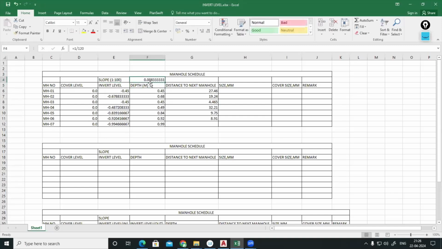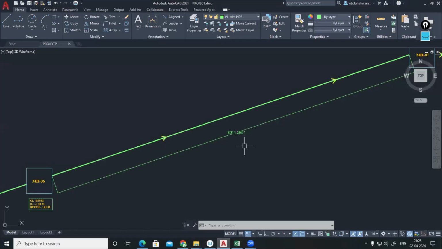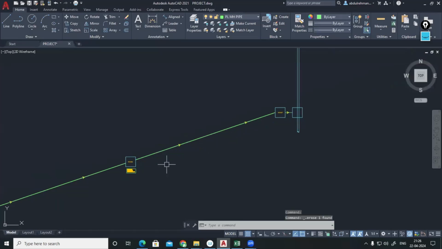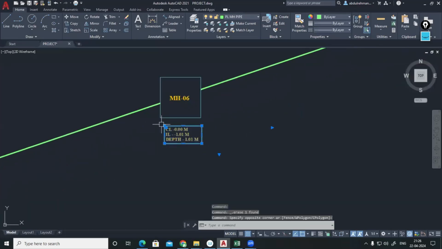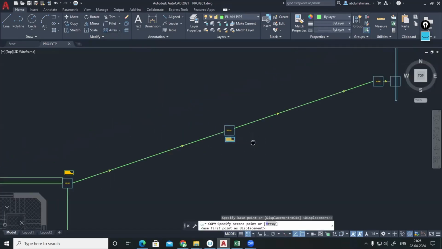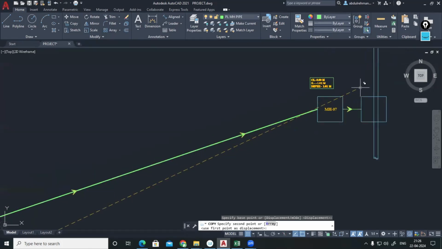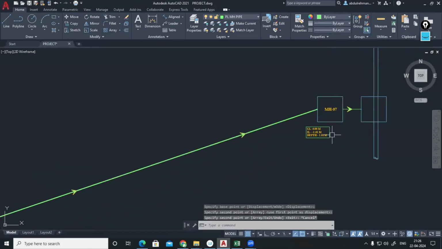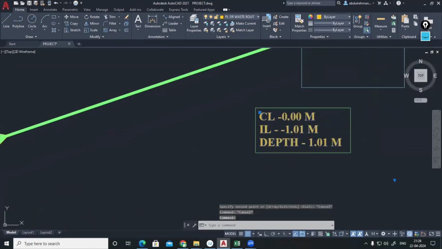What slope is it? This is 1 divided by 100. Okay. So manhole number 7, that is minus 1.1, minus 1.1 with respect to this length. So when the people are installing, as per this only they will be installing. Minus 1.1.